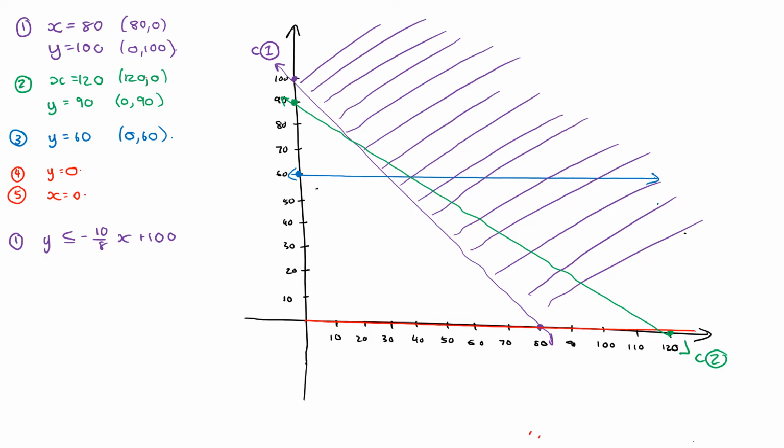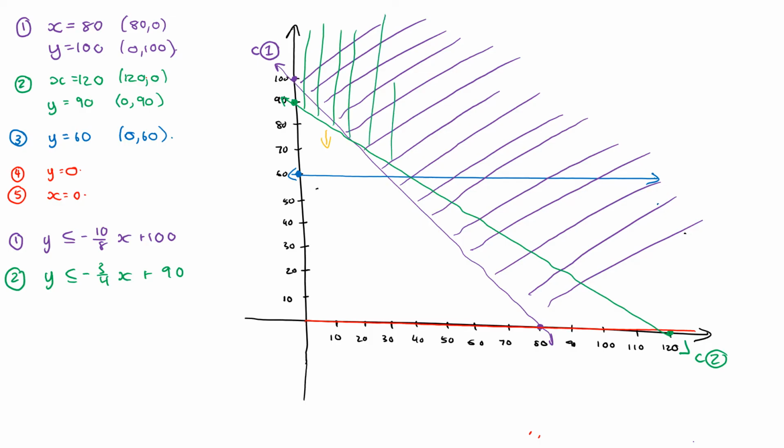So now we go to the green line, which is constraint 2. In constraint 2, we have y must be less than or equal to minus 3 upon 4 x plus 90. So again, it's everything underneath the line. So underneath this green line is feasible, and everything above the line is not feasible. So we're just going to scratch that out, and we do the hatching in a slightly different direction to the previous hatching.